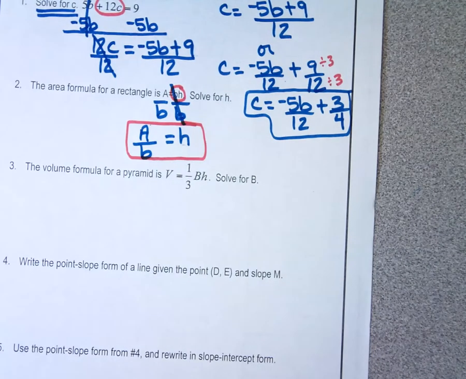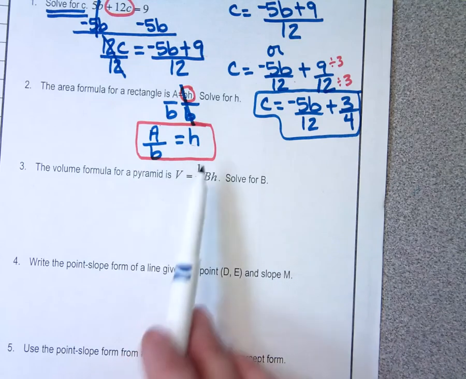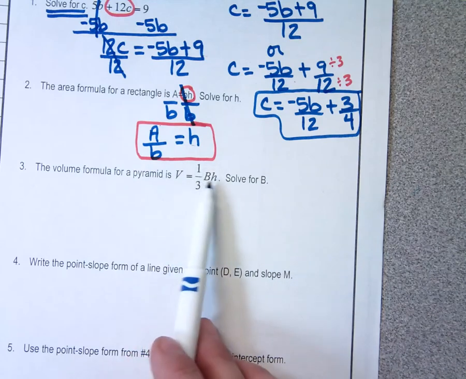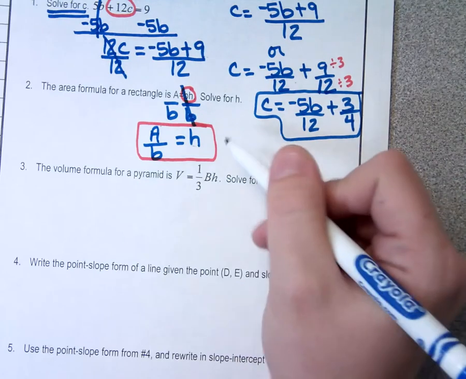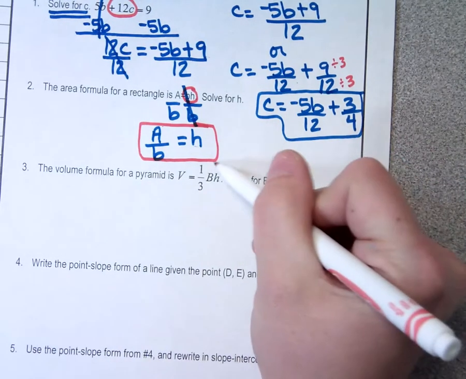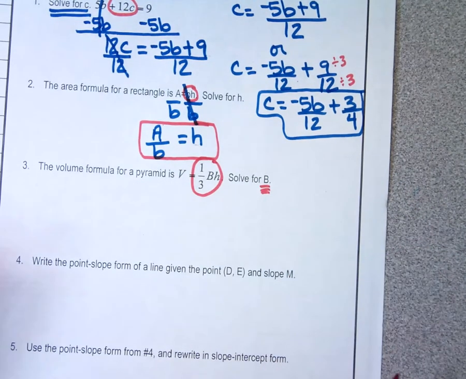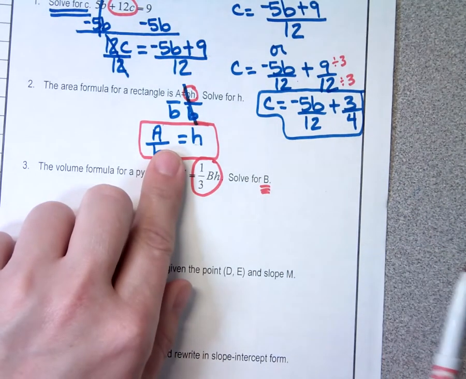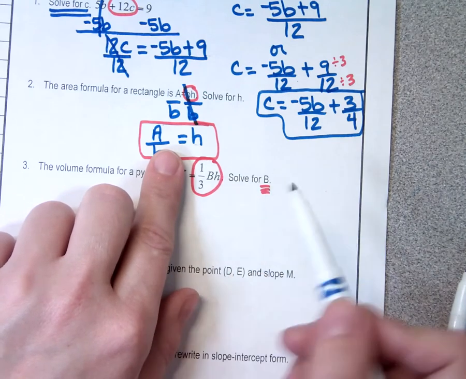Number 3. The volume formula for a pyramid is V equals 1/3 area of the base times height. Solve for capital B, which stands for area of the base. So I'm going to circle everything smushed with my capital B, because that's what I'm trying to solve for. Is there anything outside my circle? Nope. So I don't add or subtract.